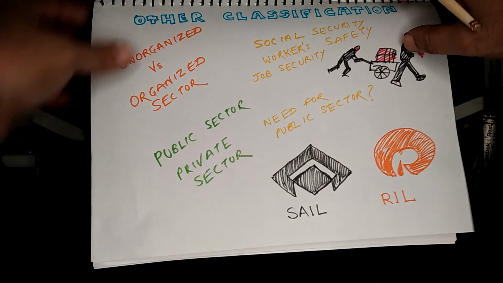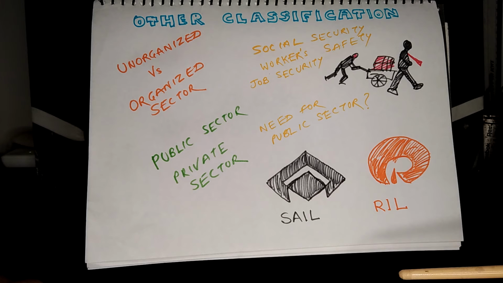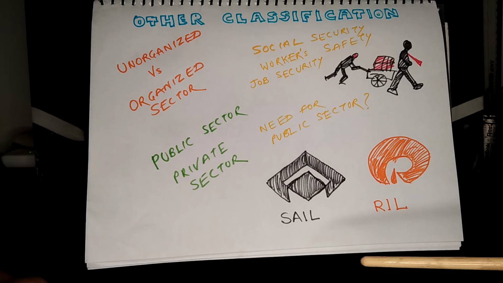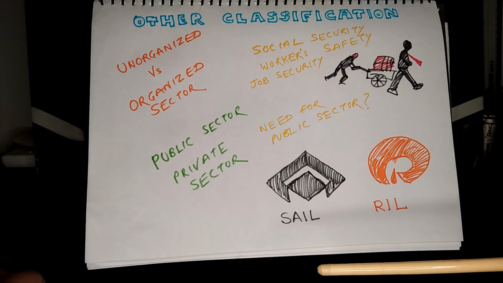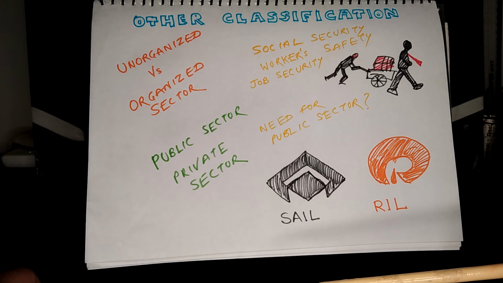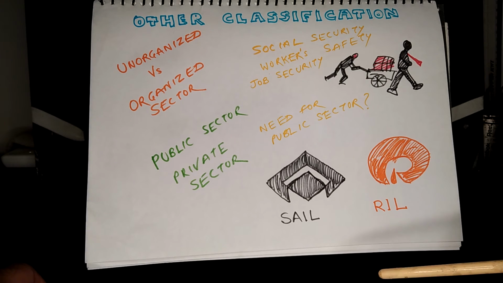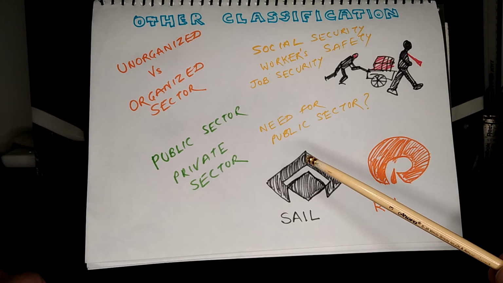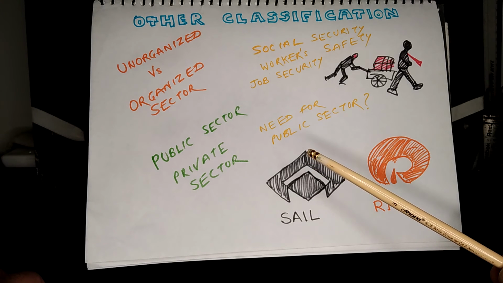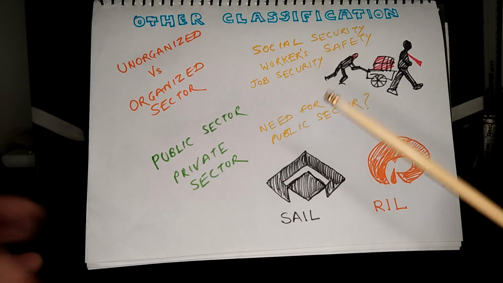Okay, now let us talk about other classifications of the sectors of economy. In other classifications there are 2 types. One classification says that there are unorganized sector and organized sector. The establishment or company or a shop which does not obey the rules laid down by the government is called part of unorganized sector. In case of organized sector, all the rules are being followed.